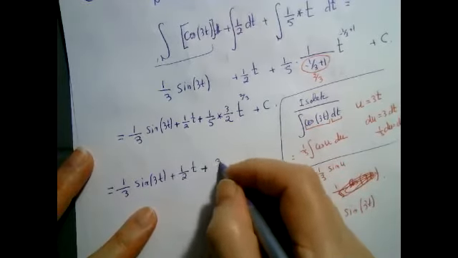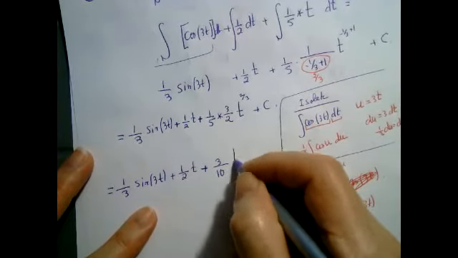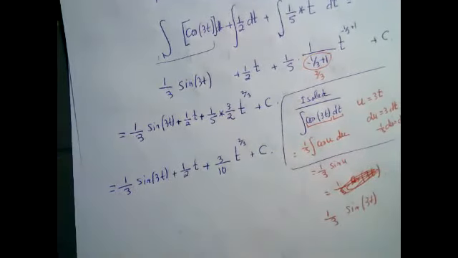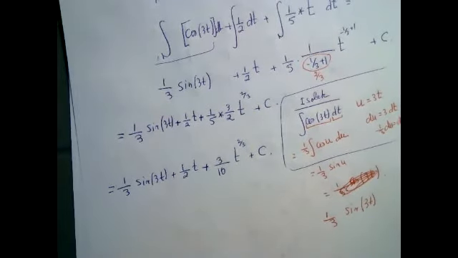Plus 3/10 t to the power 2/3 plus c. End of the problem. Okay. All right, so let's look at the other one.